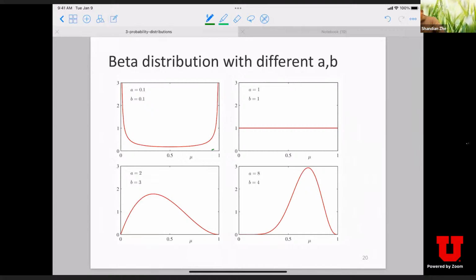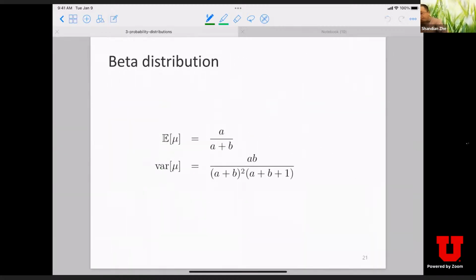But if you take both A and B equal to 1, you can see that it degenerates to the uniform distribution. And if you take unequal values for A and B, you get different shapes of the beta distribution. Here are two other important properties of the beta distribution. The expectation of mu is A over A plus B, and the variance of mu is like this. Again, you don't need to memorize this. Once we need it, you just look it up in the dictionary.